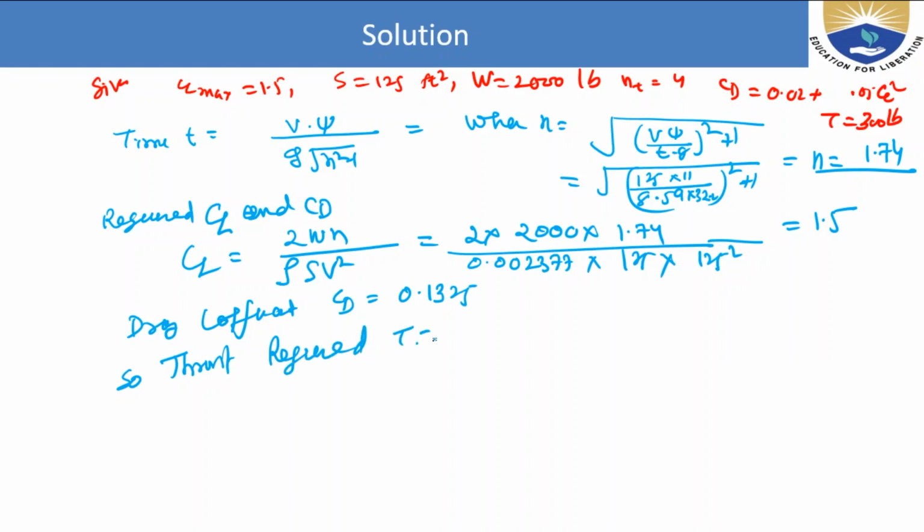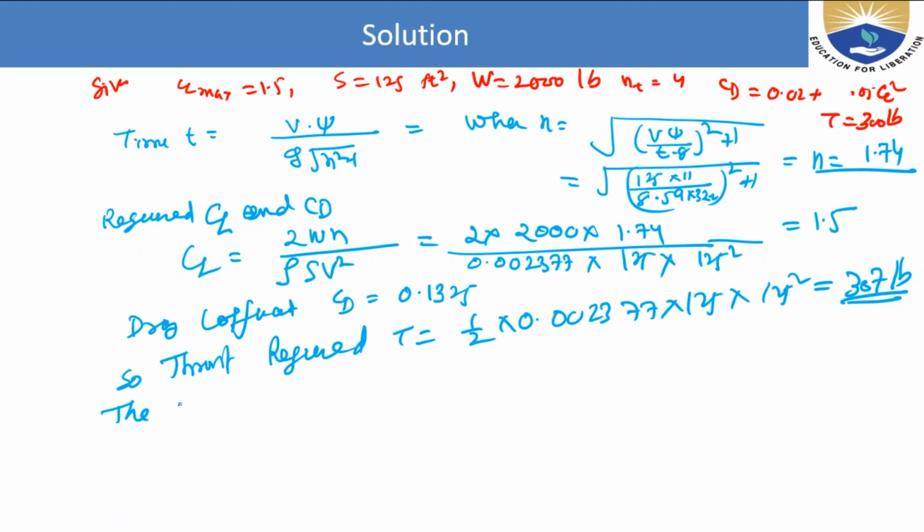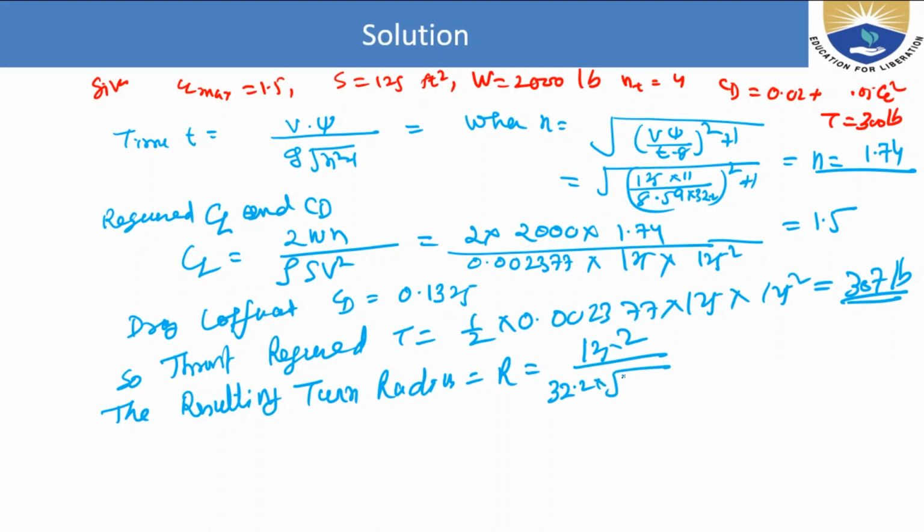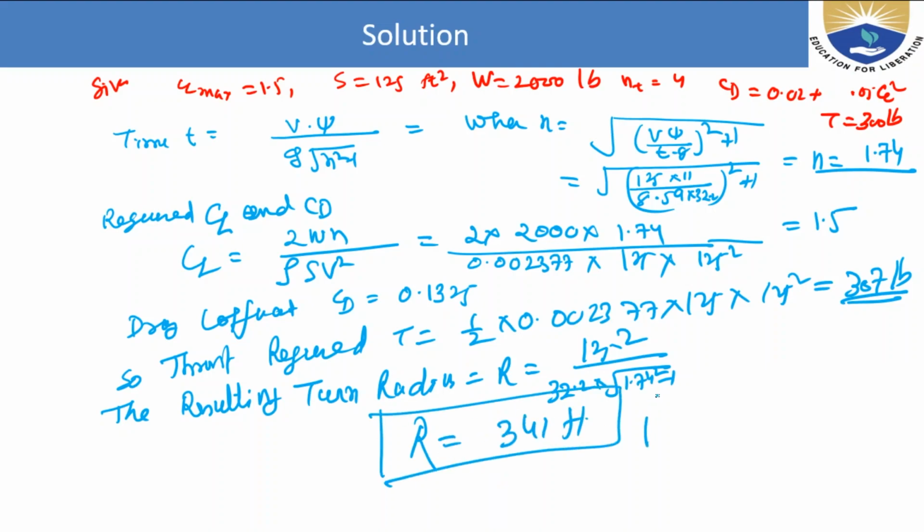So thrust required T is equal to half 0.002377 into 125 into 125 square, 307 pound, and the resulting turn radius R is equal to 125 square divided by G into the square root of n square minus 1, 1.74 square minus 1. So this R you will get 340 feet. This is the answer for this problem number 2.